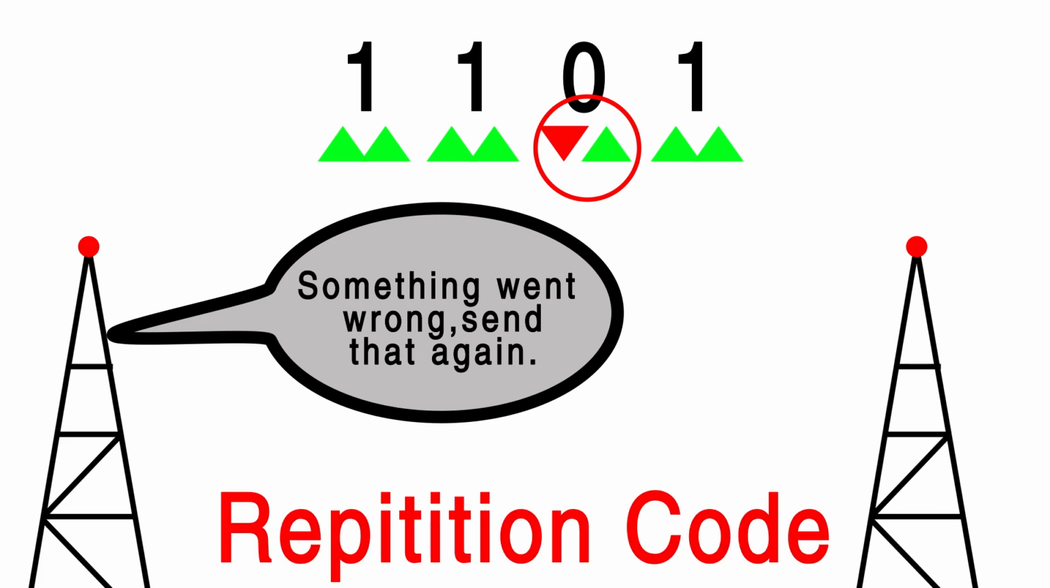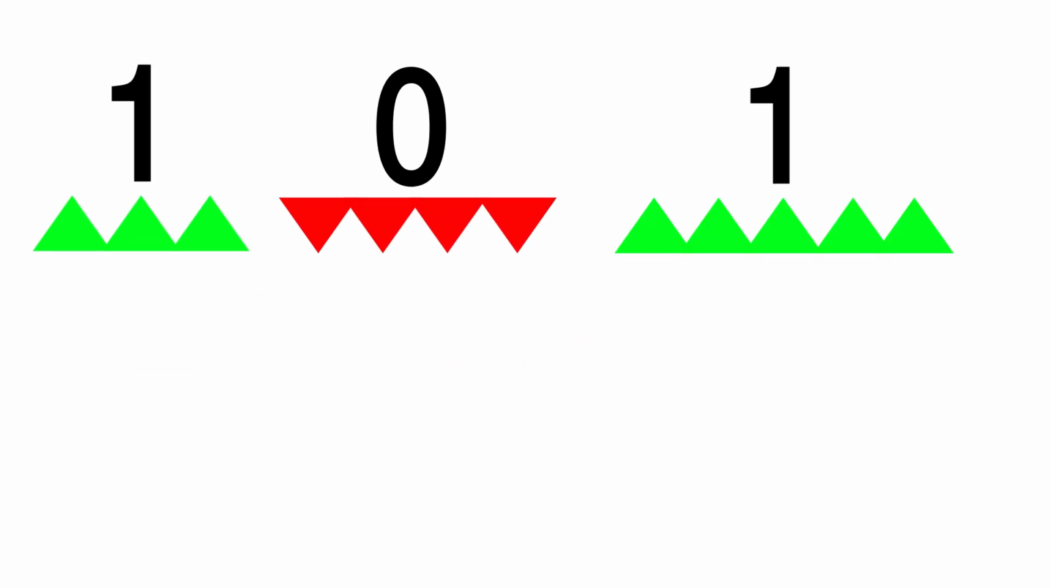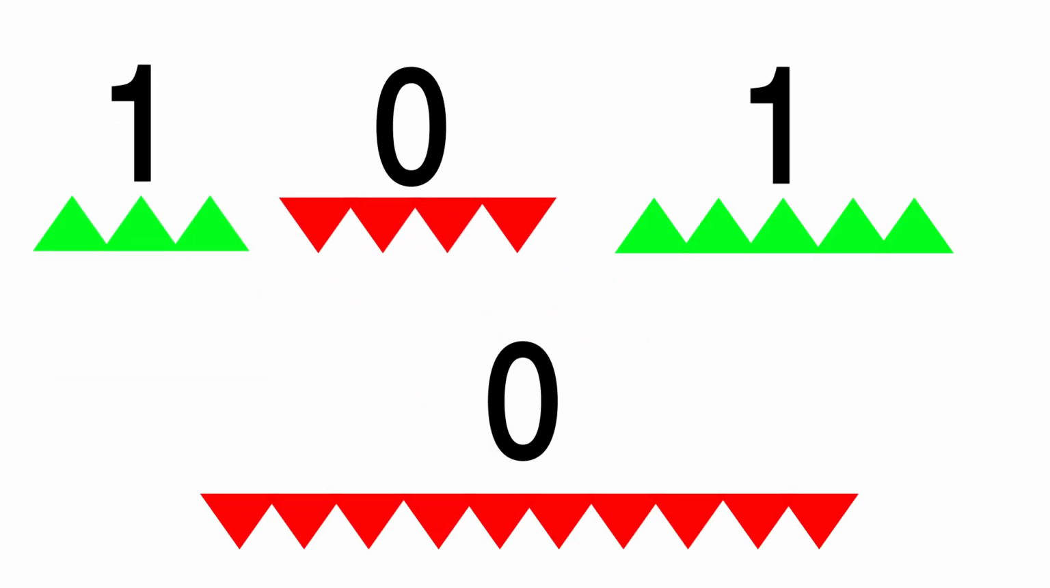As unlikely as it is that a single pulse will be misrepresented, it's even less likely that 2 adjacent ones will be misrepresented. But it's still not impossible. So what if we send 3, or 4, or 5, or even 10 pulses per digit? The more pulses required to represent a single digit of binary, the more reliable it becomes.